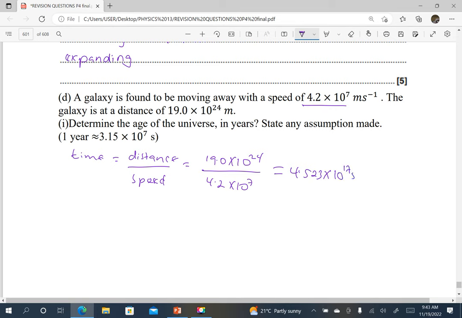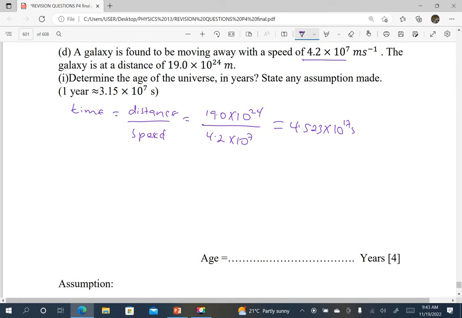So that is the time, and I want you to note that the age of the universe is actually going to be this time, because according to Hubble's law, the age of the universe is the reciprocal of Hubble's constant, and this time is going to give us the reciprocal of Hubble's constant. So that is the age in seconds.